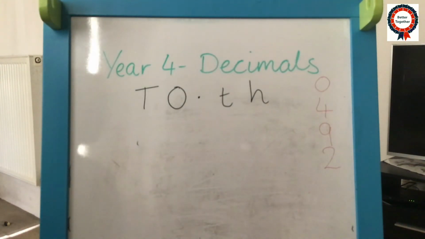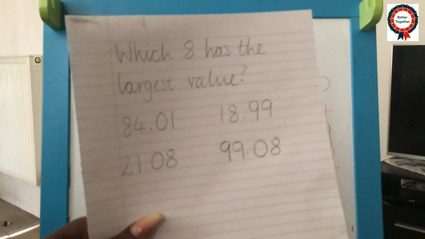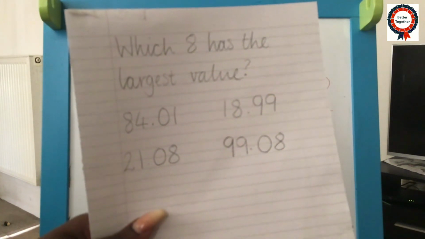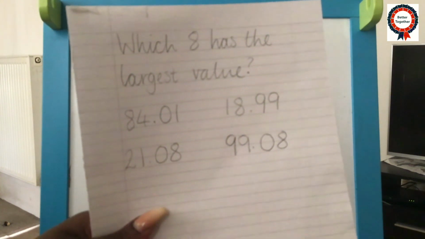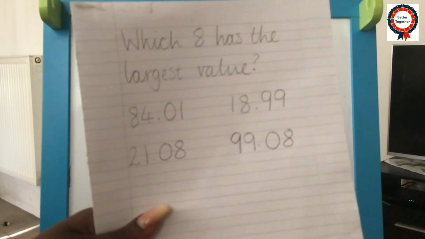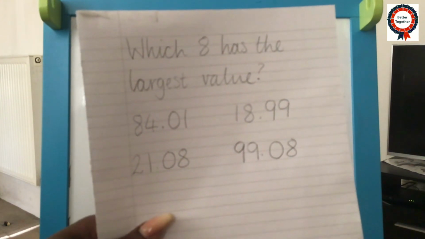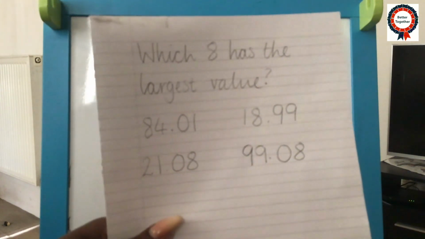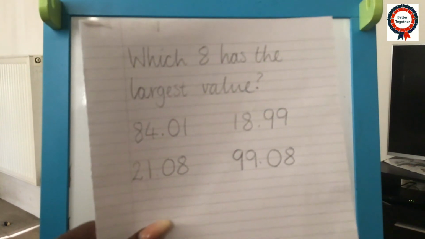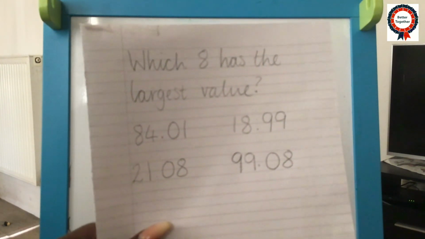Okay, excellent. I hope you said those numbers out loud. Next, which 8 has the largest value? So you've got 4 different numbers there, and they all have an 8 in it, the digit 8. Which of those 8s has the largest value? So say those numbers out loud. Say the value of the 8 in each of the numbers. And then tell me which of those has the largest value, which number 8.